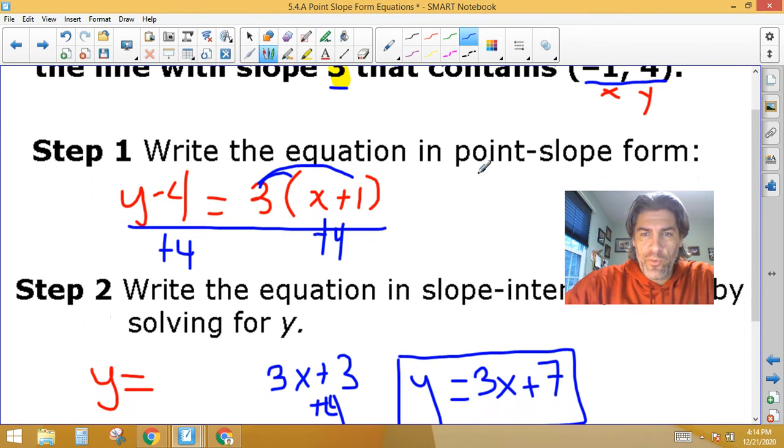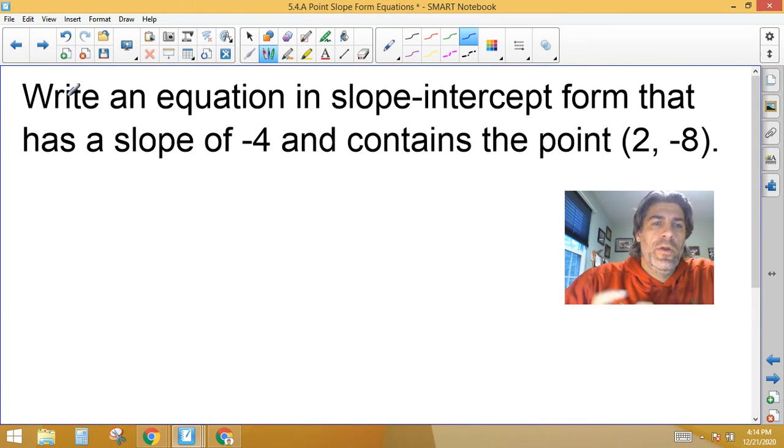All right, so what we did was we put it in point-slope form. We then distributed the slope to the x and the x value, and then we isolated the y by adding or subtracting whatever that value is. One more step. Write an equation in slope-intercept form that has a slope of negative 4 and contains the, oh, not another step. This is the one I wanted you to do independently. So go ahead, take your time, pause it here, and go through this problem.